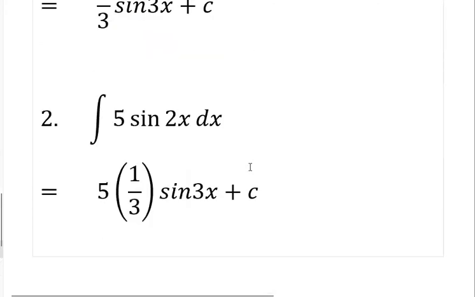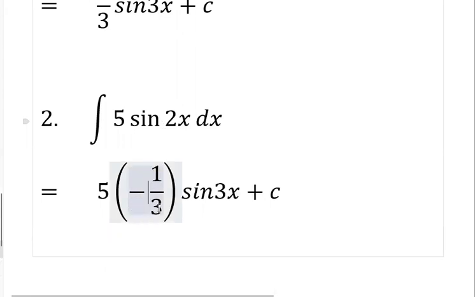Question number 2. Since we are integrating sine 2x dx, we are going to have minus 1 over 2. Don't forget, it is from our standard integral: cos 2x. Don't forget, we add our plus c.